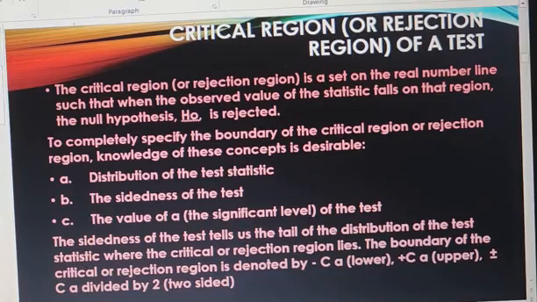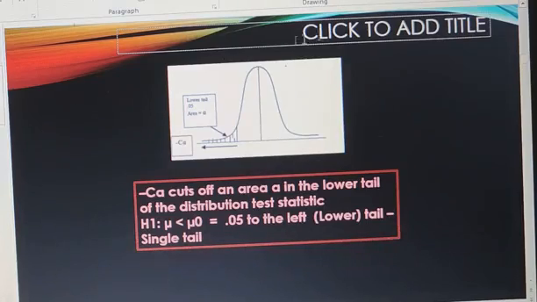A. Distribution of the test statistic. B. The sidedness of the test. C. The value of alpha, the significance level, of the test. The sidedness of the test tells us the tail of the distribution of the test statistic where the critical or rejection region lies. The boundary of the critical or rejection region is denoted by C_α lower, C_α upper, or ±C_α/2 for two-sided. C_α cuts off an area α in the lower tail of the distribution of the test statistic.